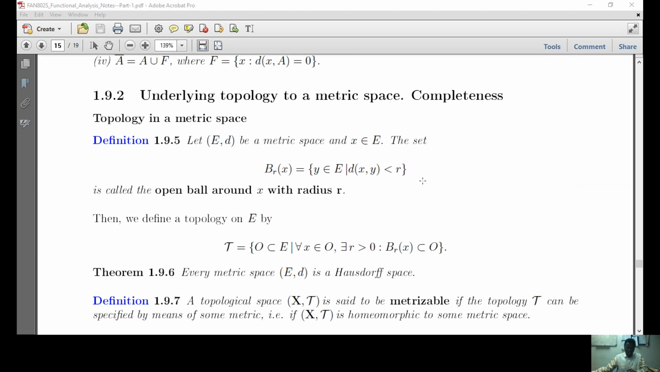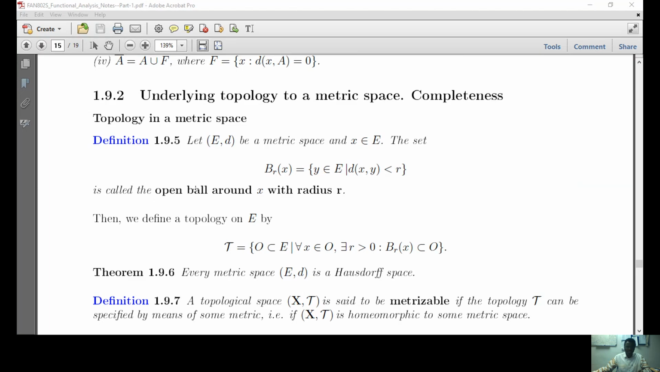So we have a metric space, we define a ball. This is what I was talking about, right? A ball centered at X and of radius R. So you have an open ball, you have a closed ball, right? Open is when you have a strict inequality. So a ball centered at X and of radius R is the set of Y in E such that the distance from X to Y is less than R. So this is an open ball around X, or centered at X with radius R.